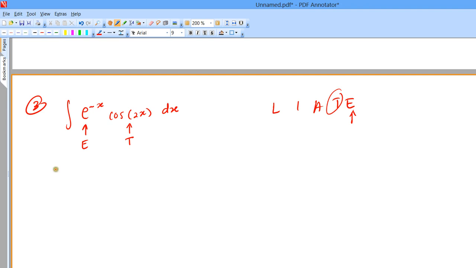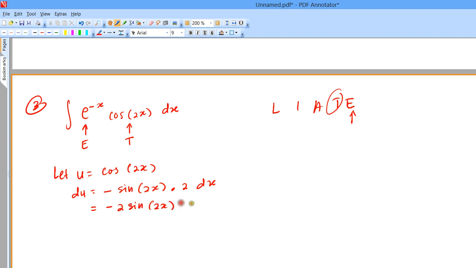So we let u equal to cos 2x. And then you need to differentiate both sides. Left hand side equals du, and right hand side, differentiating cos equals negative sine. So negative sine of angle 2x times the derivative of the angle, which equals 2 dx. Or we can write it as negative 2 sin 2x dx. And then the rest is dv. So we have dv equal to e to the power of negative x dx.